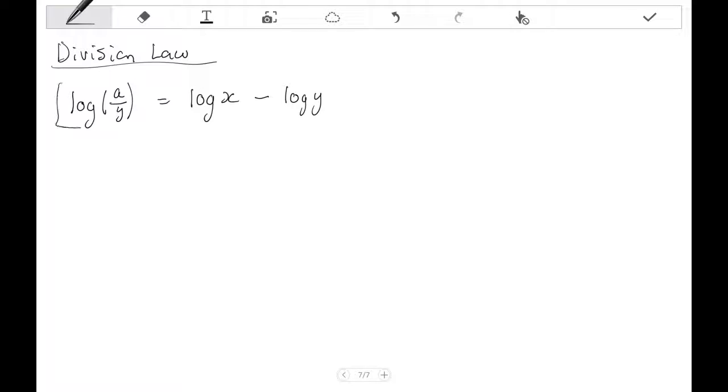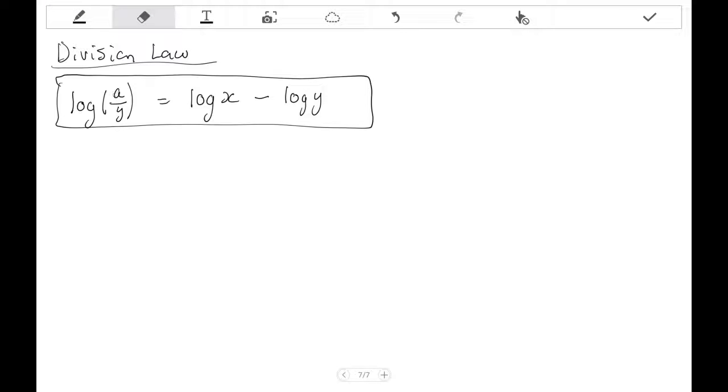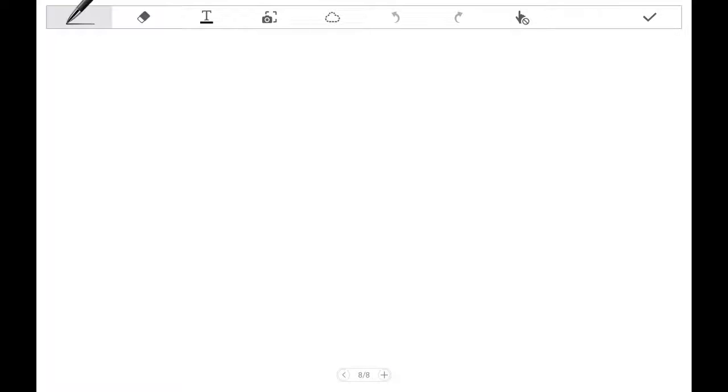That's the division law. It comes from the exact same place. Sorry, I've written that wrong there. There should be an x. It comes from the exact same place as the multiplication law. And again, we note that they need to all be the same base. Okay? Brilliant. We've got one more law, which is the power law.